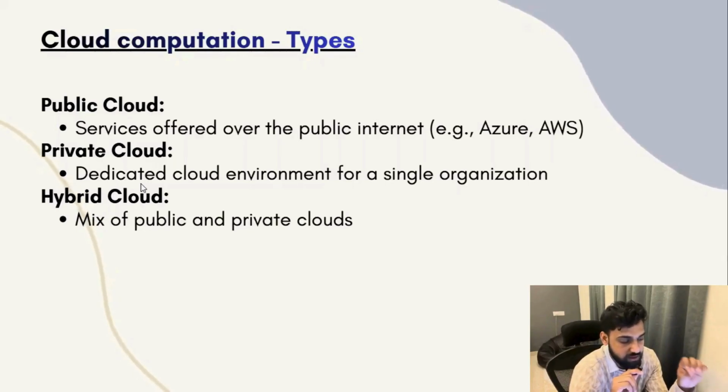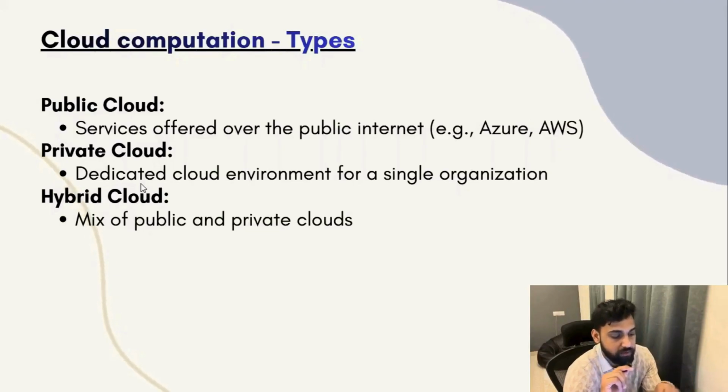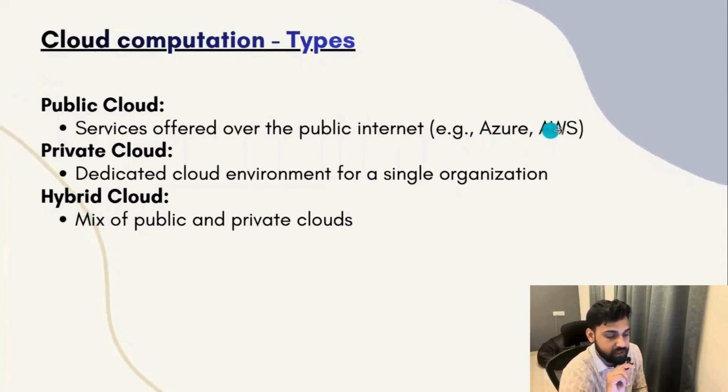Public cloud means you don't have to interact with any server. It is a service offered over the public internet. So Azure and AWS are public clouds. Here you don't have to pay anything for the physical servers. You are not interacting with the physical servers, you are only interacting with the software using the public internet.